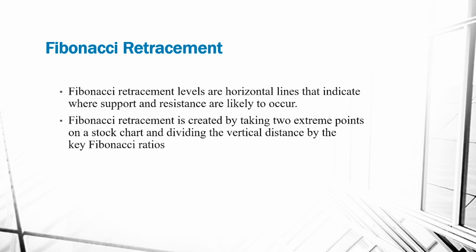Fibonacci retracement is created by taking two extreme points on a stock chart and dividing the vertical distance by the key Fibonacci ratios. So when we have financial markets, it is basically ratios that we estimate from. So these ratios are the 23.6%, the 38.2%, the 50%, the 61.8%, and the 100%. So the main ratios here are the 38.2%, the 50%, and the 61.8% ratio.